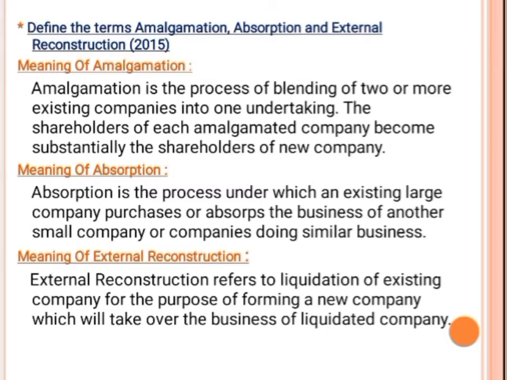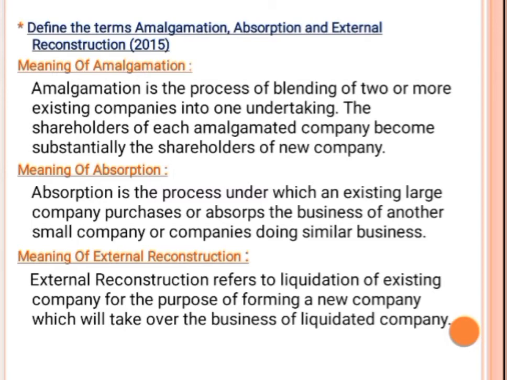Amalgamation is the process of blending of two or more existing companies into one undertaking, which means that if there are two existing companies which are in a similar line of business, then those two companies will be amalgamated and form a new company. That new company will take over the business of those two existing companies. So in the process of amalgamation, those two existing companies will be liquidated and their business will be taken up by that new company. The existing companies will be liquidated and they come together or blend together to form a new company.